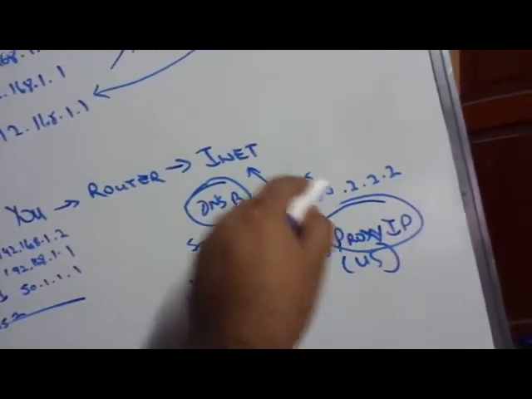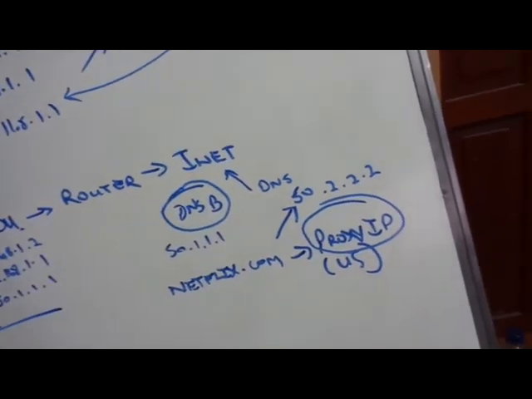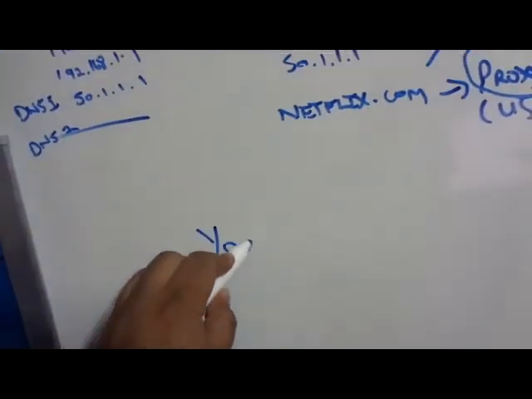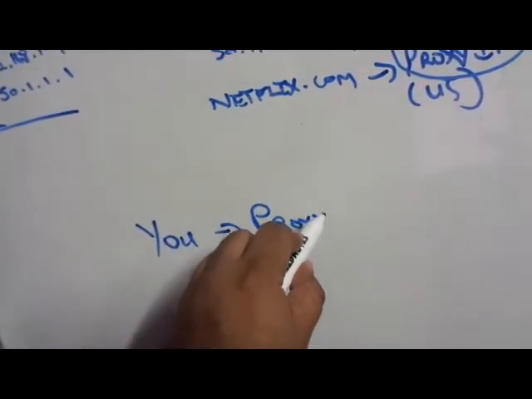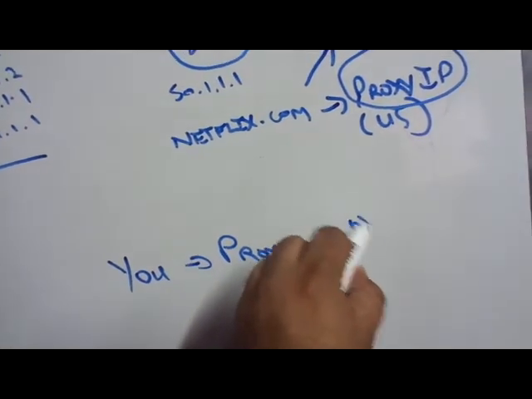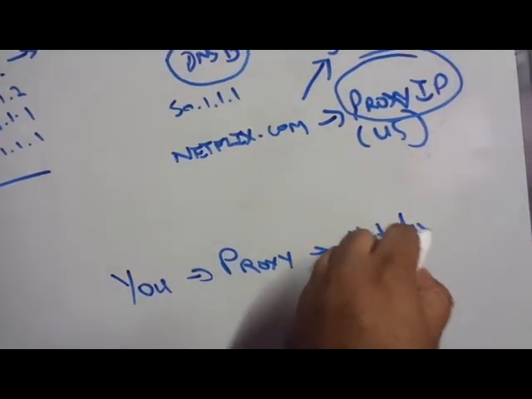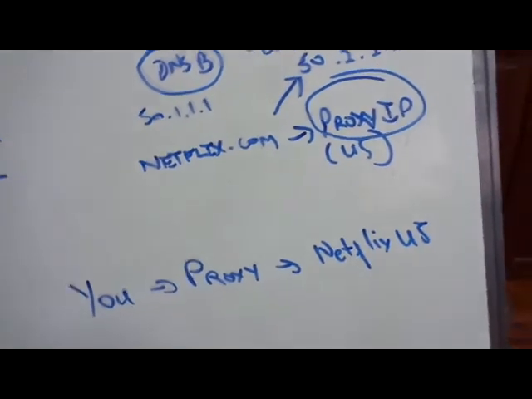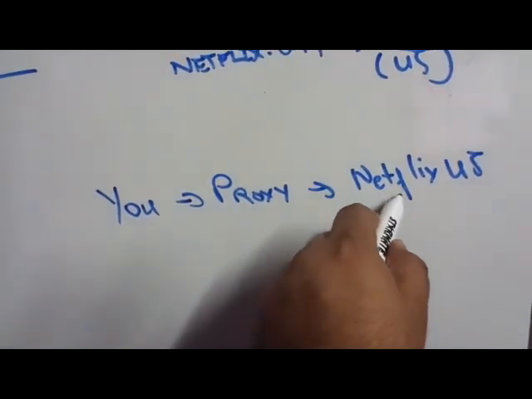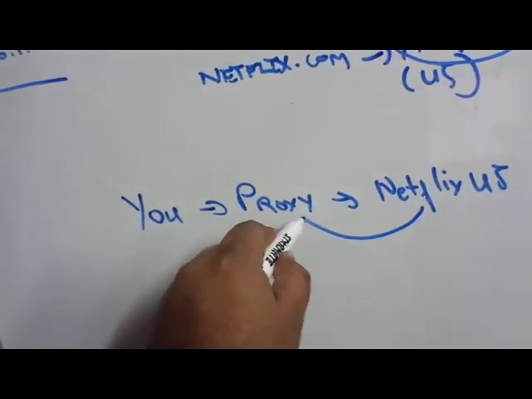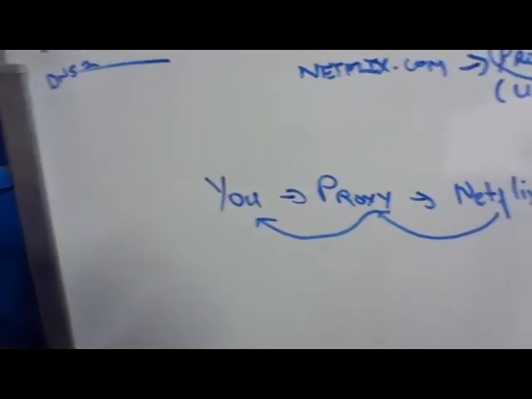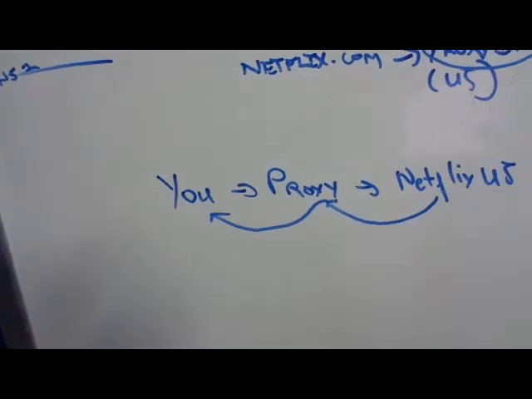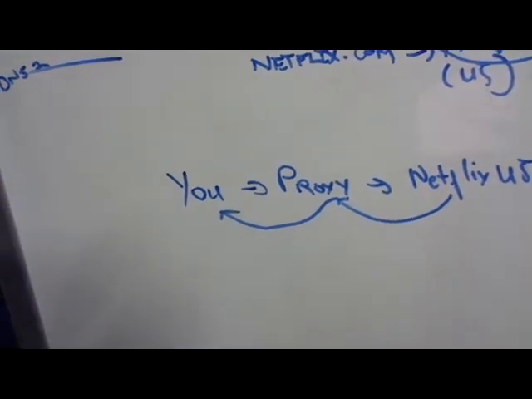And by pointing to your proxy, just to simplify it, you will go to your proxy, which will then pull from Netflix US. I hope that makes sense. Then Netflix US will return to the proxy, and the proxy will then forward it to you. And that's essentially how the Netflix DNS bypass works.